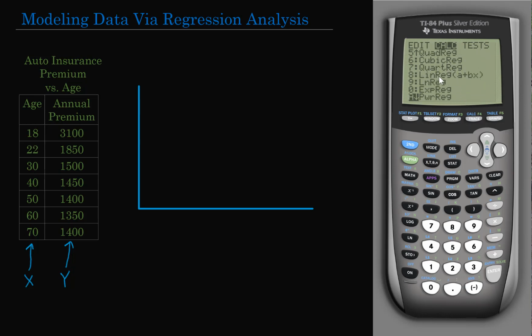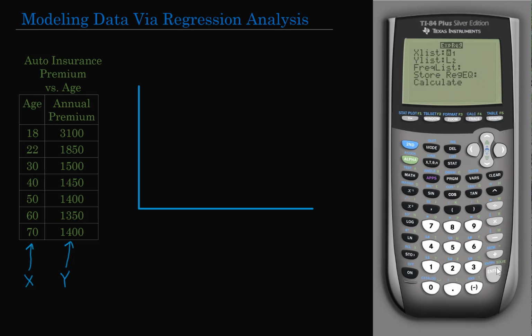Okay, after quartic, there's a linear regression. This is a plus bx, whereas the first option was ax plus b. This is a natural log. ln is natural log. Be careful when you're reading this. Number 10 is an exponential regression. Yeah, that's what I'm looking for. So I'm going to press enter.